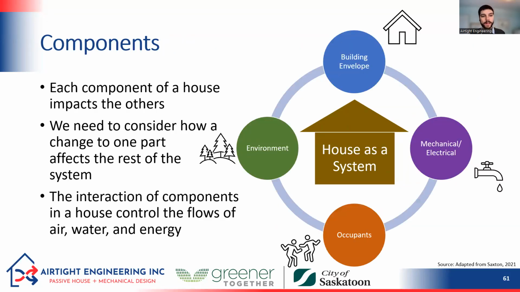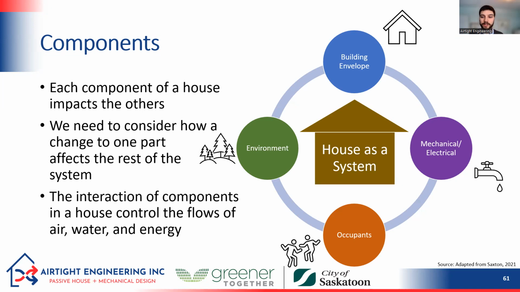So components, we could look at 4 different components in the house, and we're going to break them out separately to talk about them. But this whole point of the house as a system is that we're really understanding that they work together. So the first would be the building envelope. That's the shell of the building. This is one of the most important components. This is really what makes a building, right? It's the roof, the walls, etc.